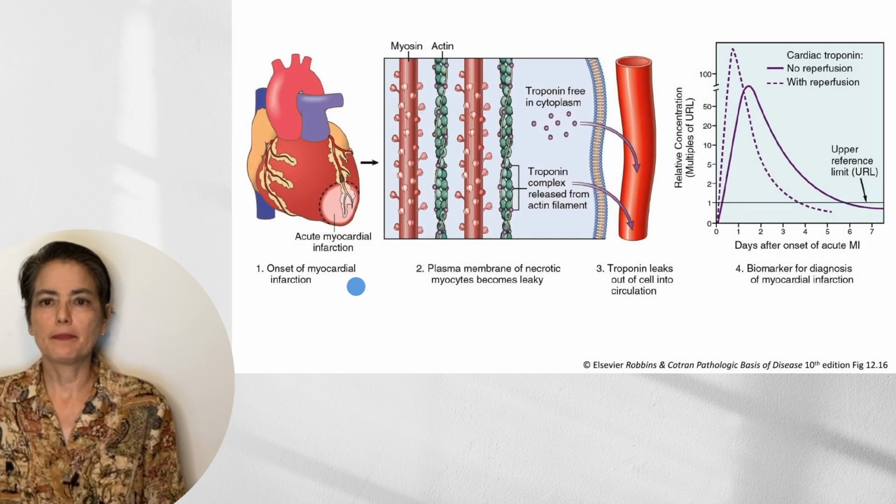Let's take a look to get a better idea. So here we can see our heart that has had an acute myocardial infarction. Here we're looking at the cell. We see our myosin and actin chains with troponin complex to our actin.